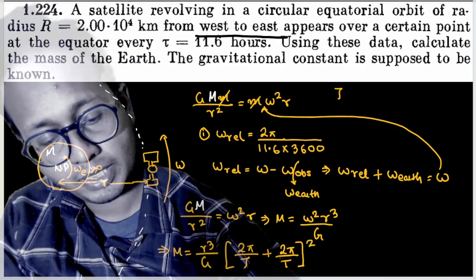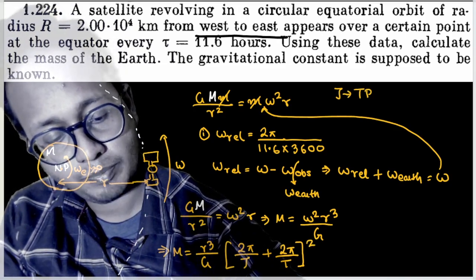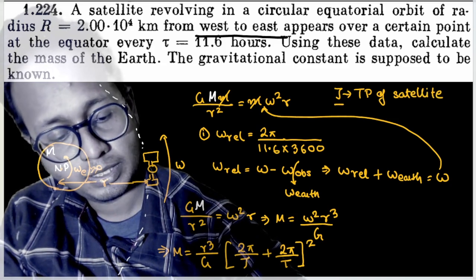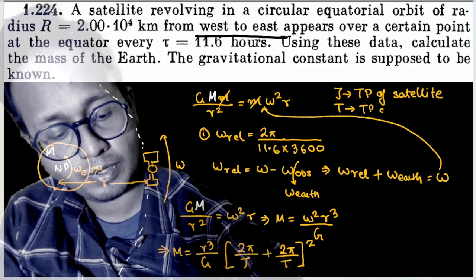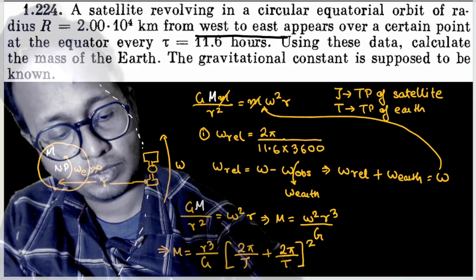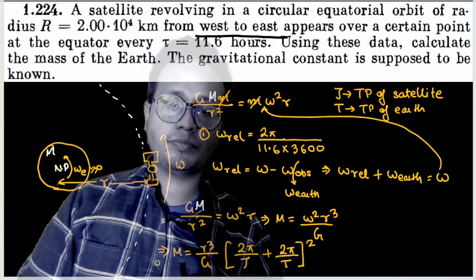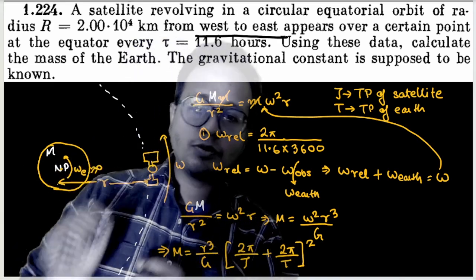Tau is the time period of the satellite as seen by someone on Earth. Capital T is the time period of Earth, or 24 hours, or 1 day. If you put in the values, you will get the mass of Earth. Now I have a few pertinent questions here.